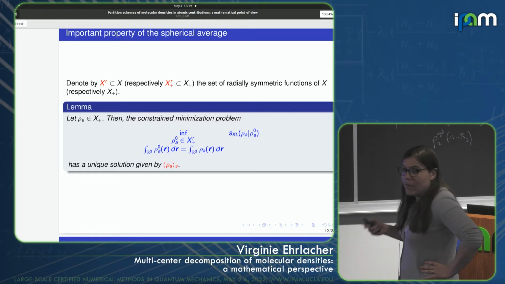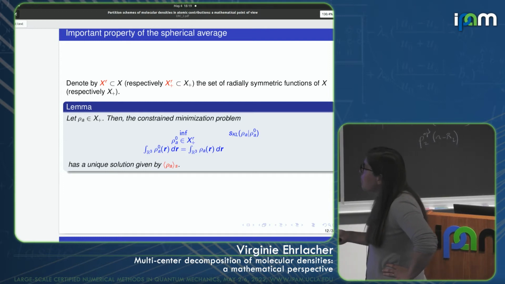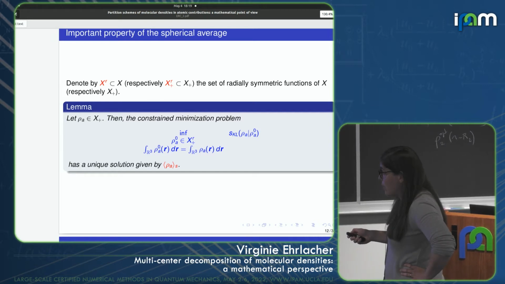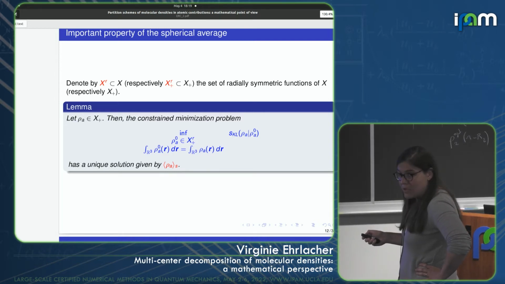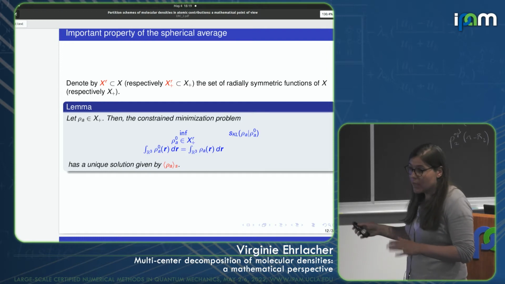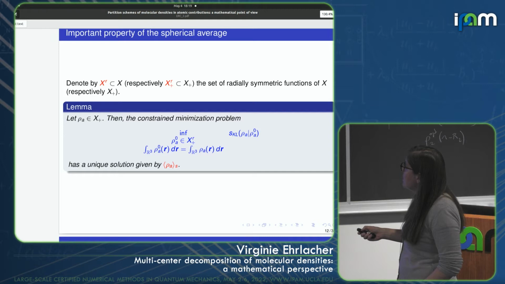Let rho A be an element of X plus, a non-negative density. Then if you look at this constrained minimization problem, which amounts to finding the optimal radially symmetric function, which is non-negative, rho A0, which minimizes this Kullback-Leibler divergence of rho A with respect to rho A0, among all the possible radially symmetric functions such that its integral is equal to the integral of rho A, then it has a unique solution, and it is the spherical average of rho A. It's quite easy to check, and it's central for the rest of the analysis.